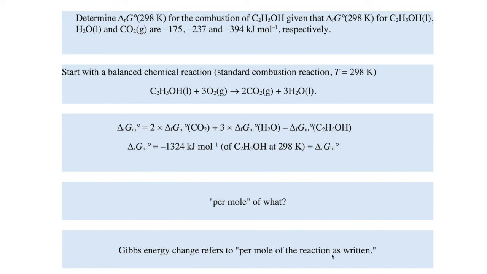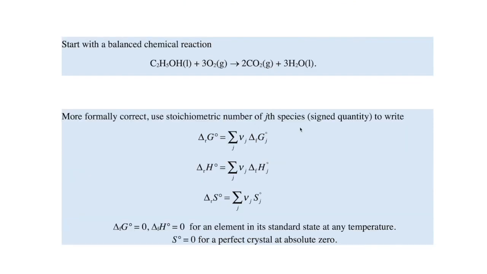Our first step is always to start with a balanced chemical reaction. And then for whatever reaction you begin with, use the appropriate summation. Remember, it's always products minus reactants, but each term has to be multiplied by the correct magnitude of the stoichiometric coefficient. And just make sure you do the full sum, products minus reactants.